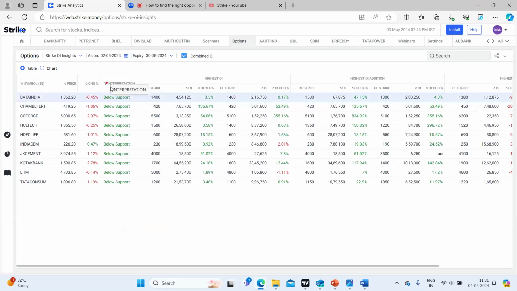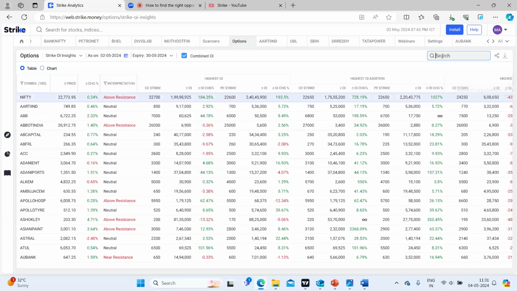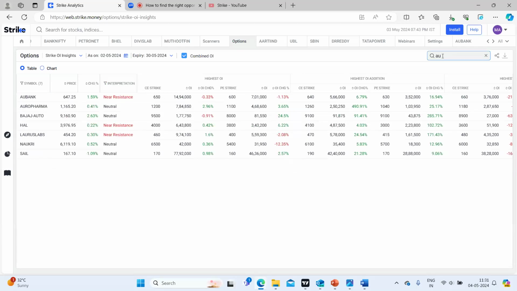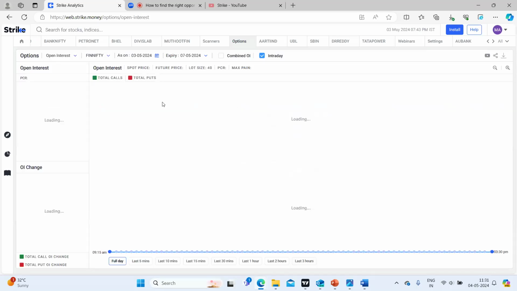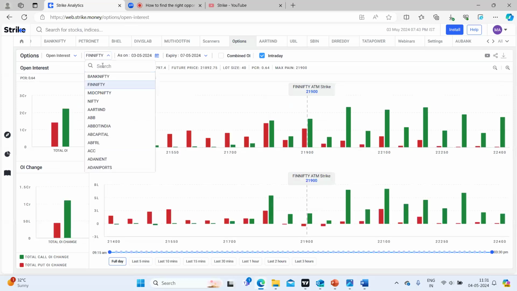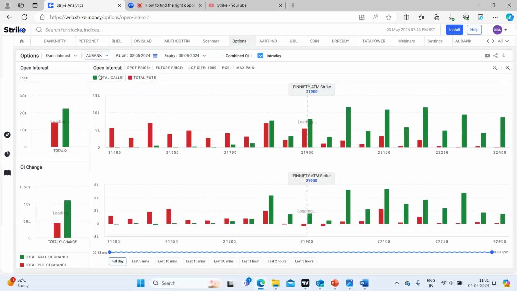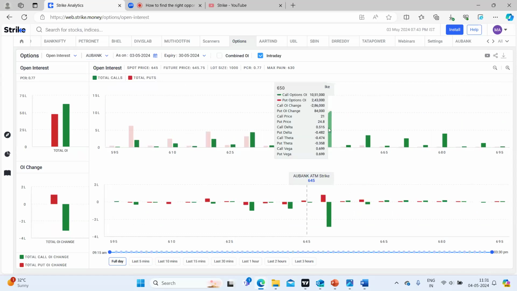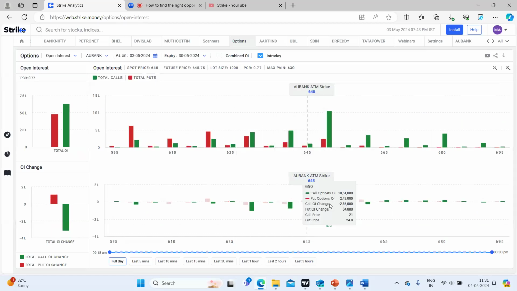Which day did you take that trade, the 3rd only, right? Yeah, yesterday only. So, AU Bank, okay, 650 covering was only 0.33%. Okay, you said it was intraday? 25%. Yes.